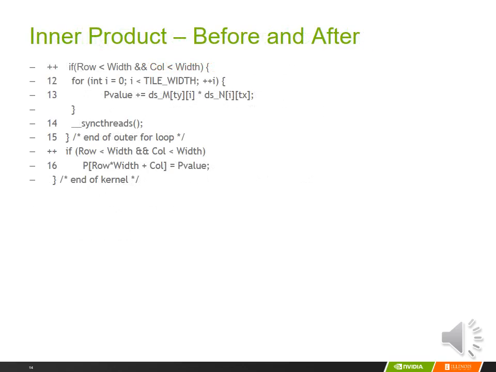When we calculate the inner product, we still use the original row and column testing to make sure that the thread is actually calculating a valid output element. But keep in mind that because we have 0 values in the shared memory locations that would correspond to non-existing M and N elements, we don't need to test for those when we do the inner product calculation. And of course, before we write out to the P element, we should also test that both the row index and column index are within the valid range, just like what we had in the previous kernel.